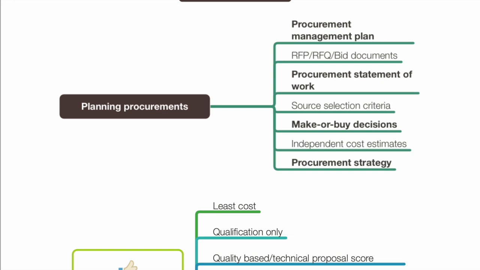So at the time of planning procurement, I do make or buy. We also do source selection analysis. What is source selection analysis? Sources, a seller. You guys know that. And we do market research on whether this kind of sellers or services are available in the market or not. And then I come out with make or buy decisions. That is the first thing.